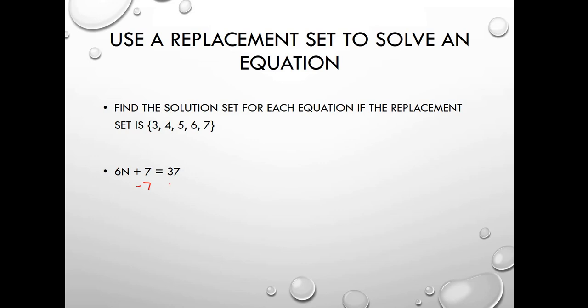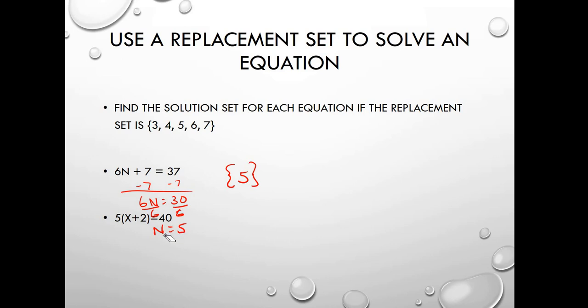So subtract 7 from both sides, and divide by 6. I guess I should write that in. Let me write in that line of work. Divided by 6, so that n would equal 5. Since 5 is one of the numbers in the replacement set, our solution is 5. And since we started with the braces, we're going to write our solution in braces. We don't always have to do that, but that's what we're going to do for right now.